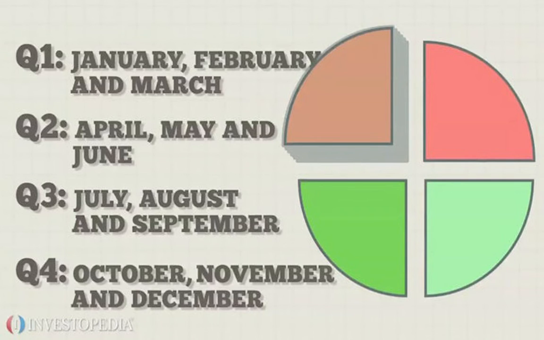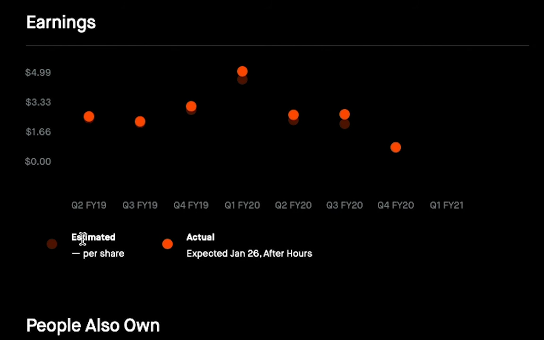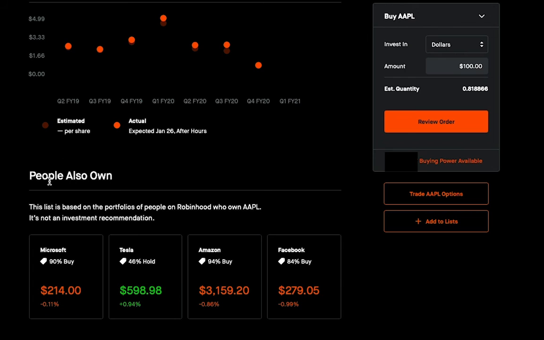There are 4 quarters for a company, and each quarter they release their earnings. Most companies have an estimated per share earnings, and then they report their actual, and that really makes a big impact on how well the stock does and impacts what happens to the stock in the future. And then lastly, we have People Also Own, which is just thrown in, again, to get people to look at other stocks. Again, it even says itself, it's not an investment recommendation. No one's recommending you get these stocks, but people who own shares of Apple also look at Microsoft, Tesla, Amazon, and Facebook.